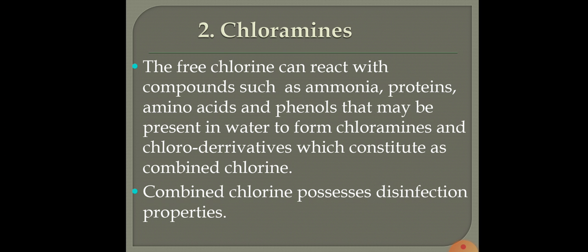So when we use chlorine and ammonia together, the residual is found to be more effective and more stable than the disinfection process using chlorine alone. And also here the free chlorine can react with compounds like ammonia, proteins, amino acids and phenols which may be present in water, and it will form chloramines or other derivatives of chlorine which will constitute combined chlorine. So combined chlorine possesses disinfection properties.